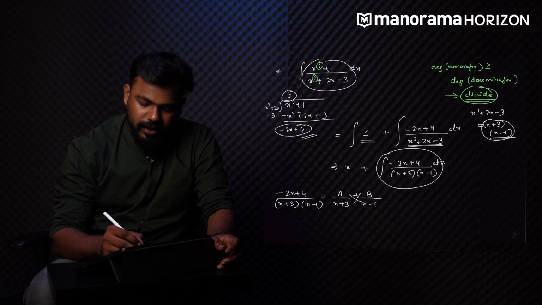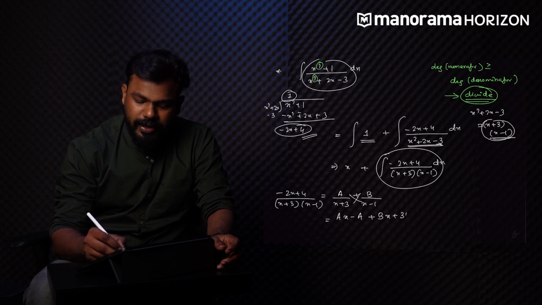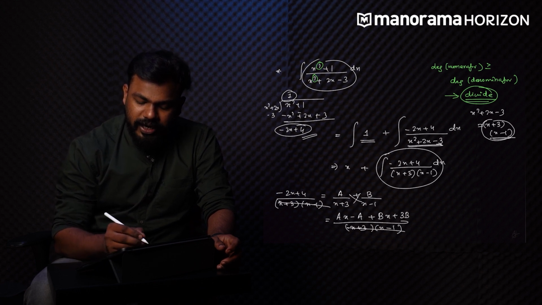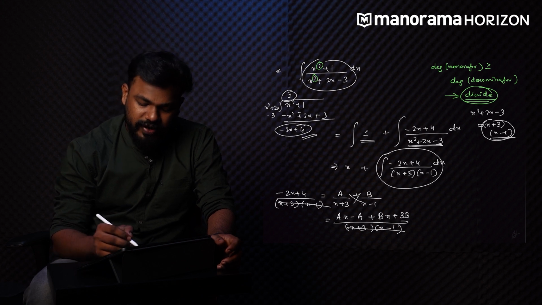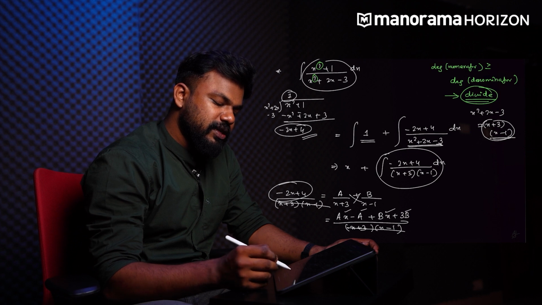And now when you cross multiply, you get A into x minus 1, or it is ax minus a, plus B into x plus 3, or bx plus 3b. So that is what you get, divided by x plus 3 into x minus 1. You can cancel these two denominators, x plus 3 and x minus 1. And what you're left with is minus 2x plus 4 equals ax minus a plus bx plus 3b.